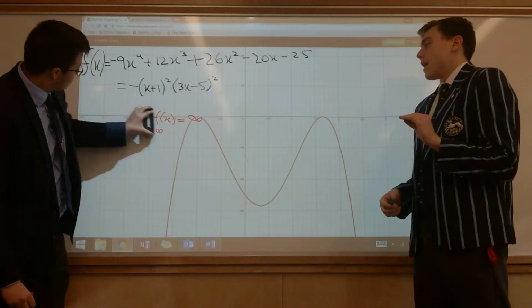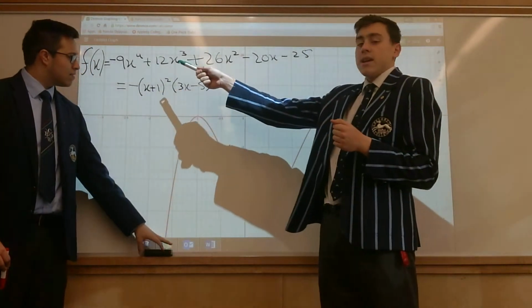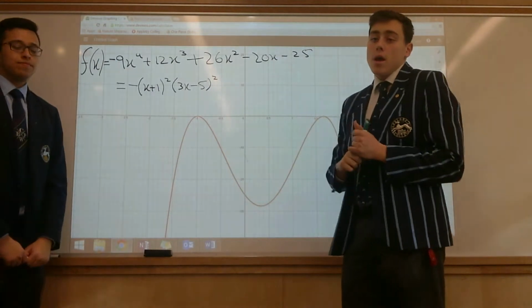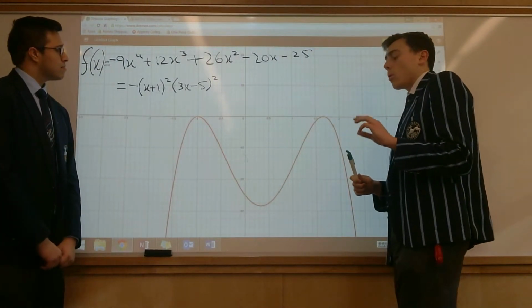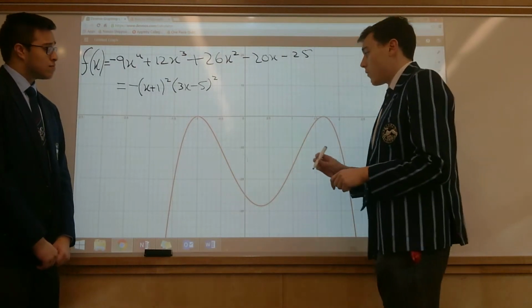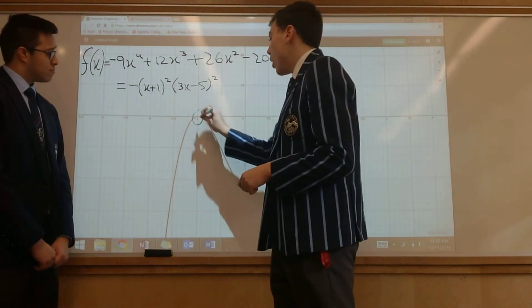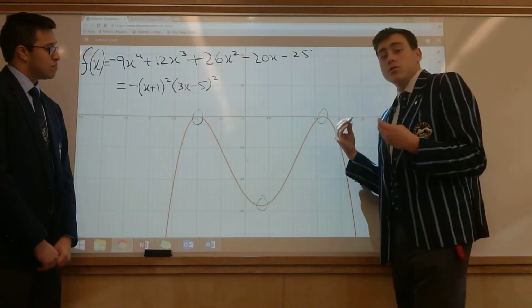Now, as Basil mentioned, this function is quartic. It has a degree 4. All quartic functions can have either 1 or 3 turning points. And as you can see, our function has 1, 2, and 3 turning points.